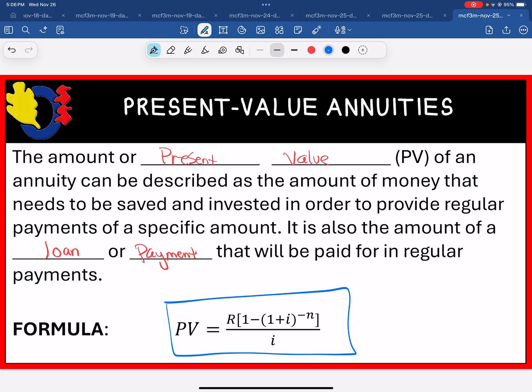Okay, so we're going to look at an example. So R, remember, is regular payments. I is the interest rate as a percentage. And if there's a compound period, we have to remember to divide by the compound period. And n is the number of payments. And again, we might also have to multiply the n if there is a compounding period.